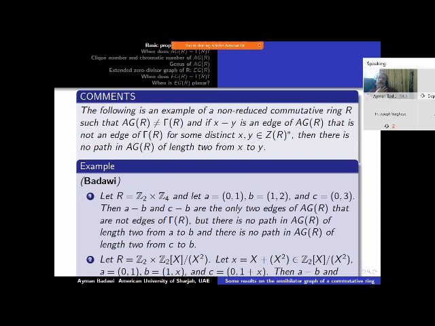Okay, here is the following example of a non-reduced commutative ring where the annihilator graph is not the same as the zero divisor graph, and xy is an edge of the annihilator graph that is not an edge of the zero divisor graph, and there is no path in the annihilator graph of length 2.